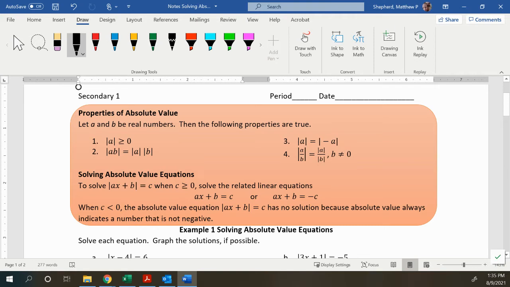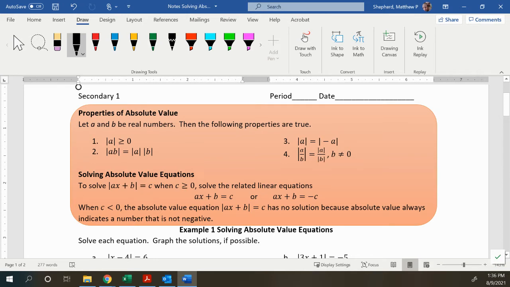Number 3, the absolute value of any number is going to be equal to the absolute value of its negative. In other words, we're just going to get the positive version of A in both cases. All right, the fourth one is similar to the second one that we saw, but the absolute value of A divided by B is equal to the absolute value of A divided by the absolute value of B. One little caveat there, B cannot equal 0, and that's because we should never divide by 0. It doesn't make sense.